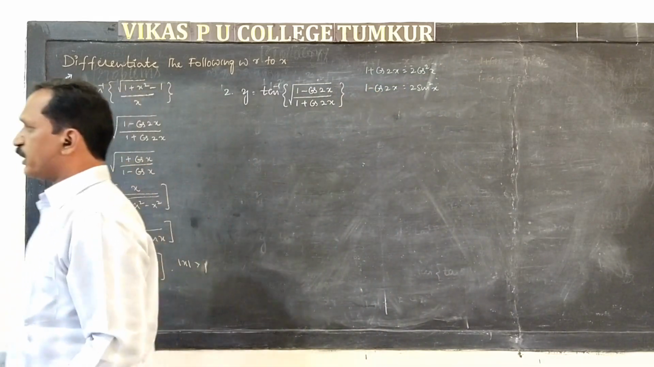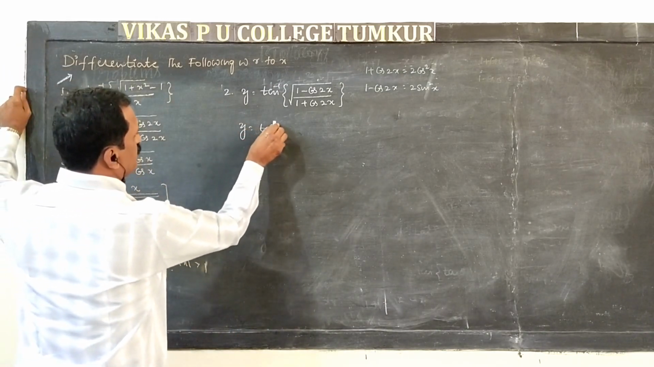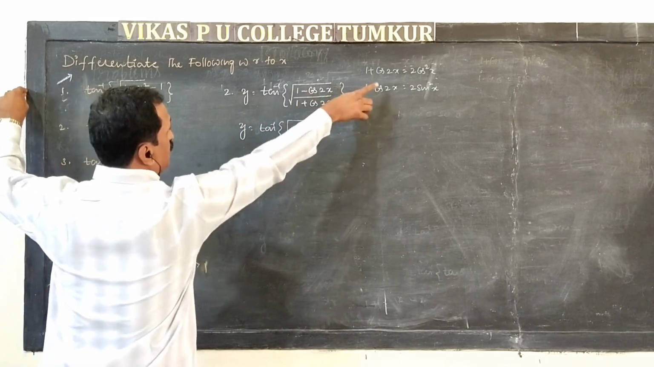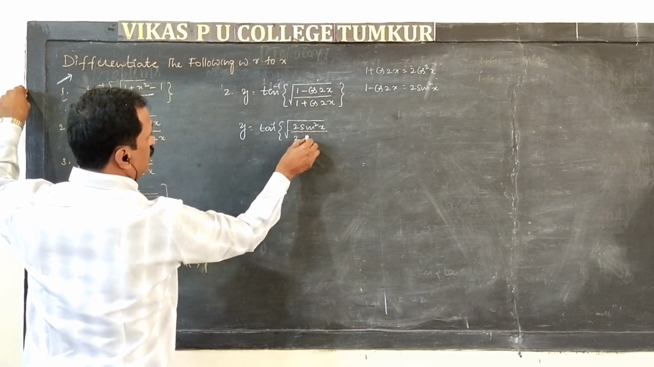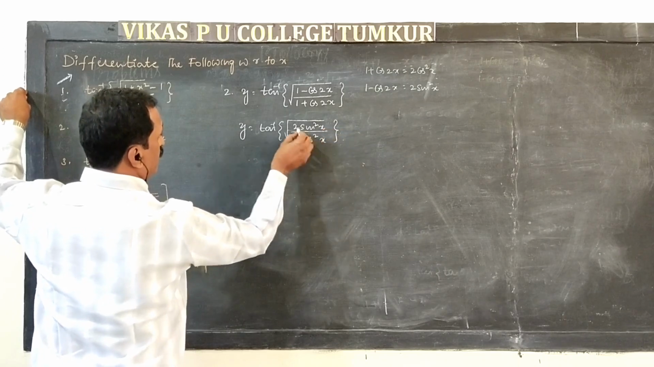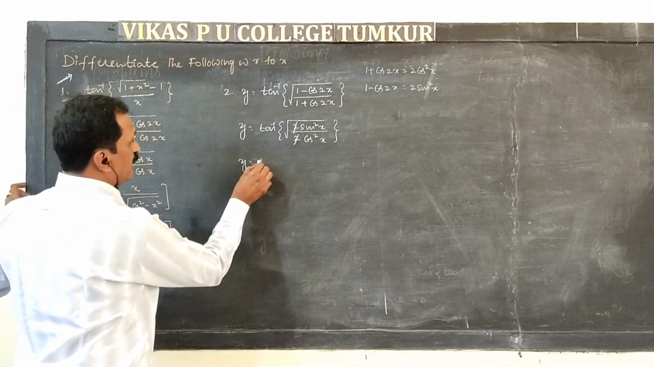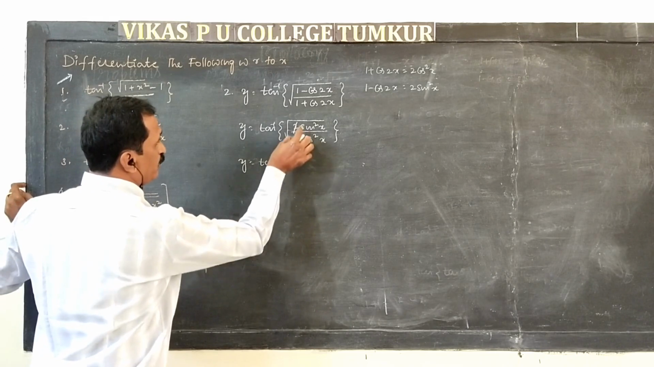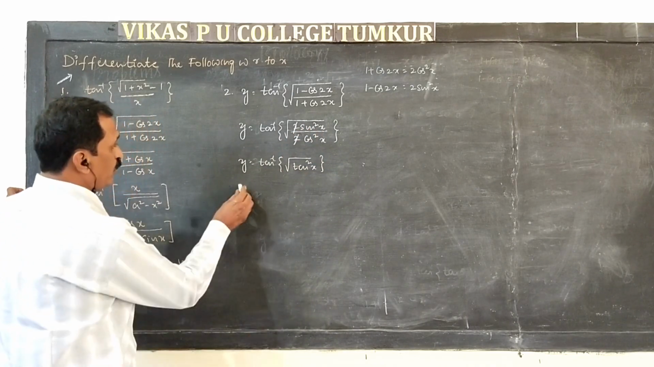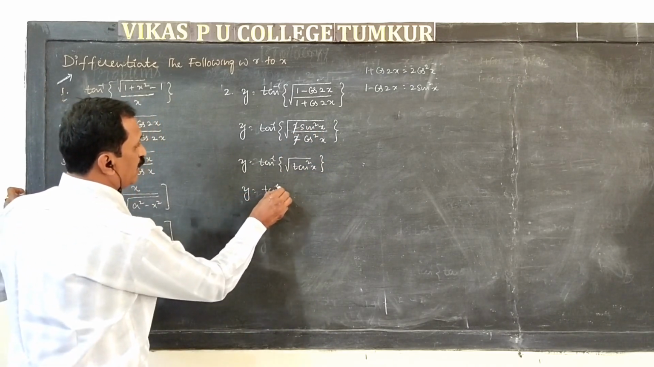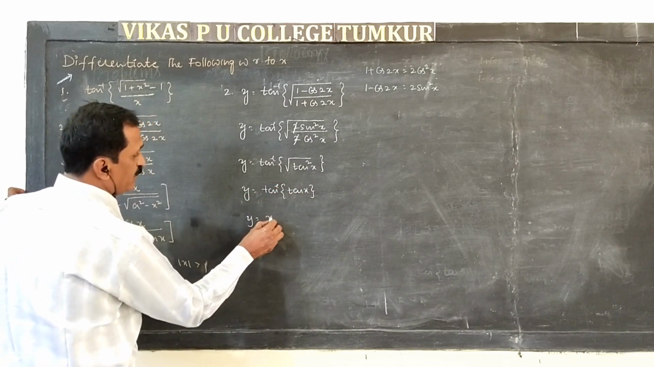In the result, I substitute. Now the value of y is equal to tan inverse of root of 1 minus cos 2x, which is 2 sin square x, over 1 plus cos 2x, which is 2 cos square x. Y is equal to tan inverse of root of sin square x by cos square x, which is tan square x. Y is equal to tan inverse of root of tan square x, and then tan x. Y is equal to tan inverse of tan x, and then x.